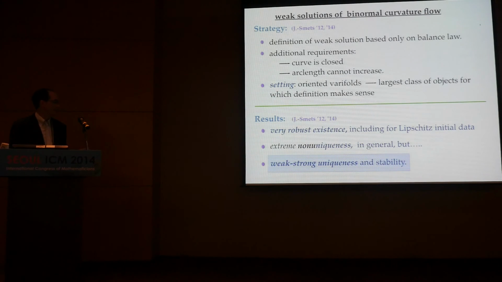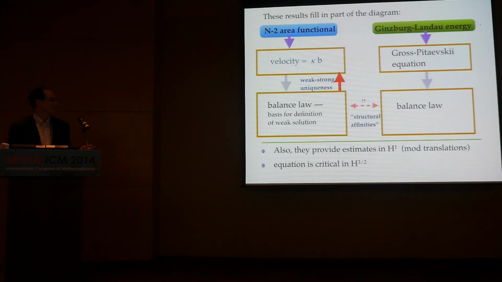And so our results would be a very robust existence theory, including, for example, for polygonal curves. Extreme non-uniqueness, which one expects. Whenever one has self-intersection, there should be non-uniqueness. And there can be numerous pathologies in the setting. However, the main positive result is this weak-strong uniqueness result and even a so-called stability. So if I start with a rough curve which is near a smooth curve, then it remains nearby in some sense for some time, at least as long as the smooth curve has no self-intersections. And so these fill in this weak-strong uniqueness part of the diagram.